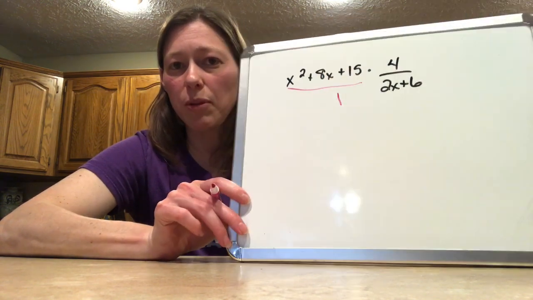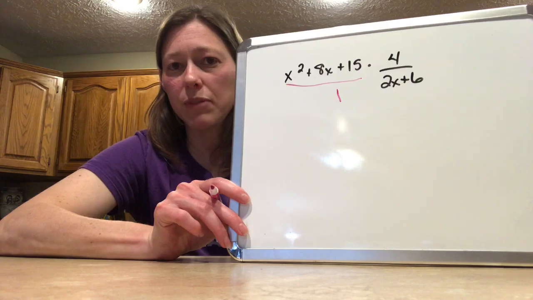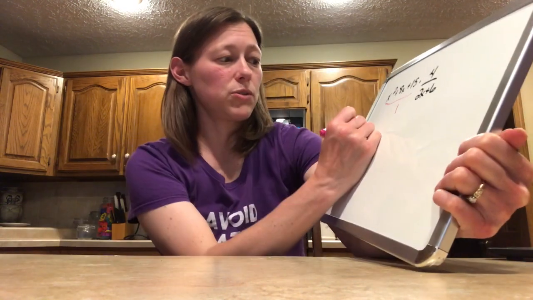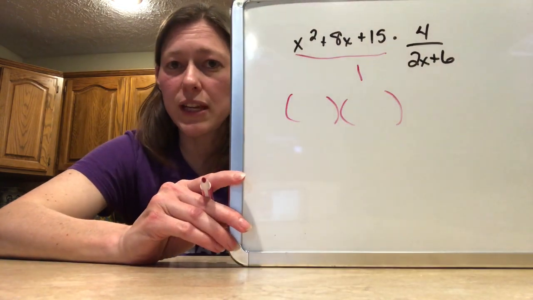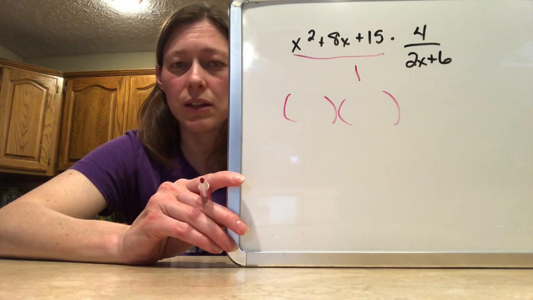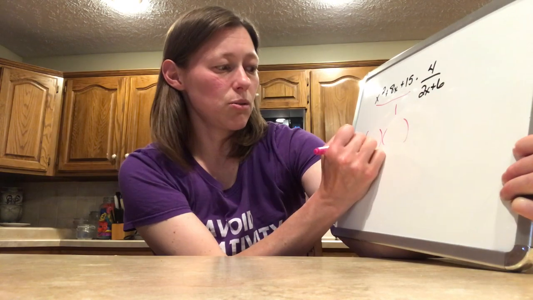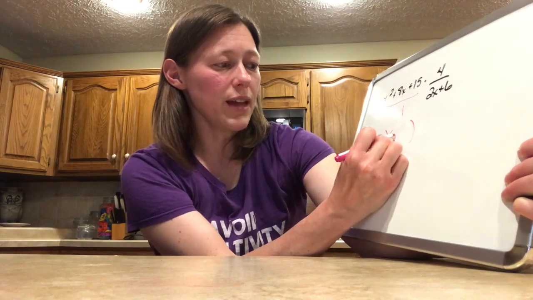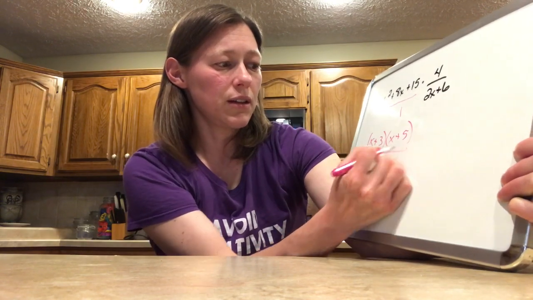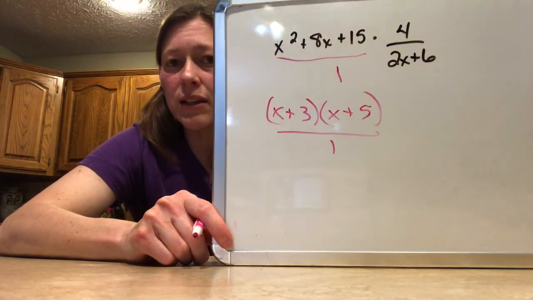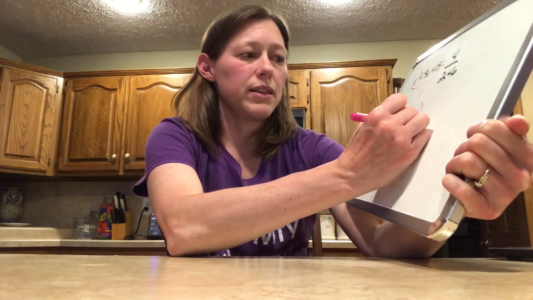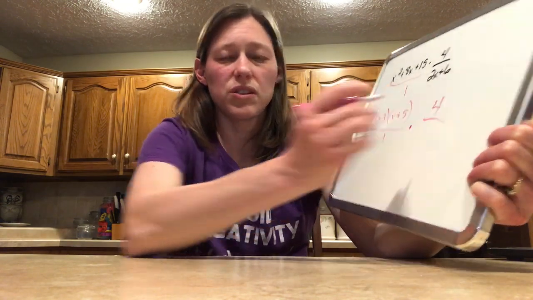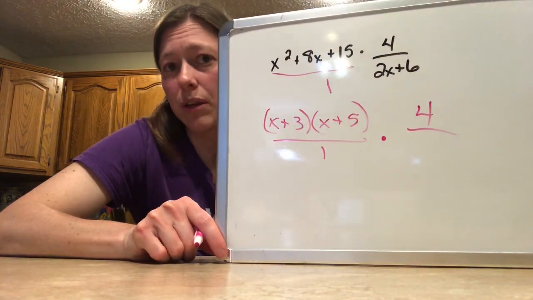If you look at the top of the first one, that's a trinomial, so we're going to unfoil that one. We need two numbers that multiply to be 15 that also add up to be 8, and that happens to be 3 and 5. So we've got x plus 3 times x plus 5 over 1, and then times 4. There's just a 4 on the top, and there's nothing we can do to factor that.